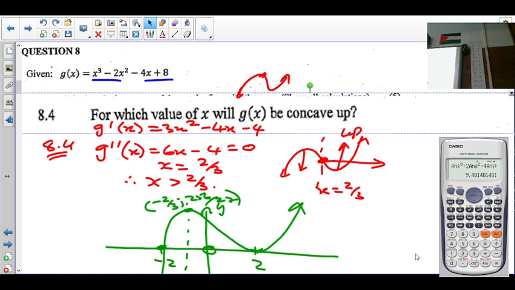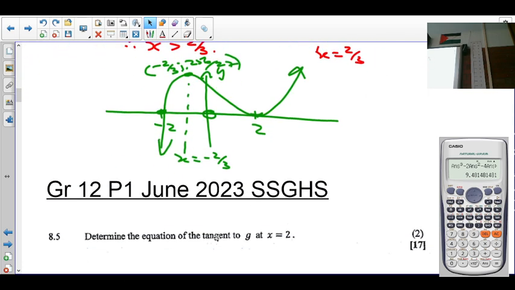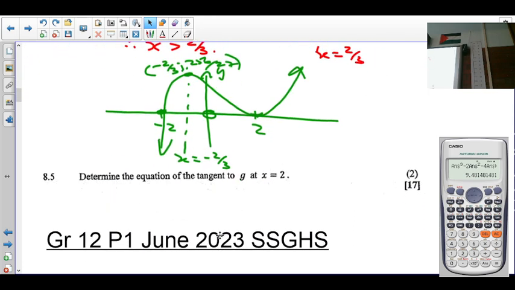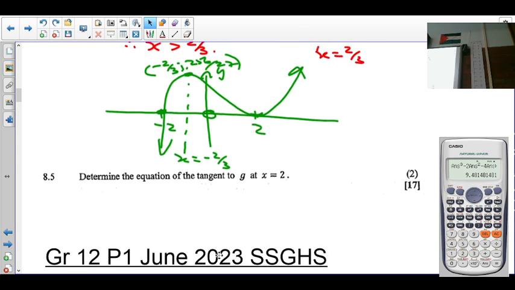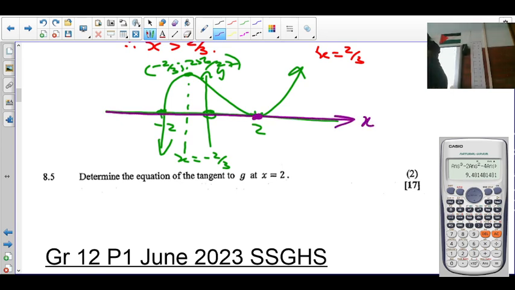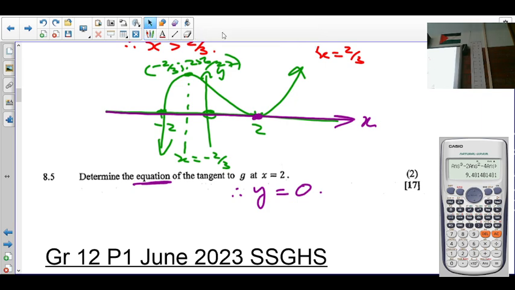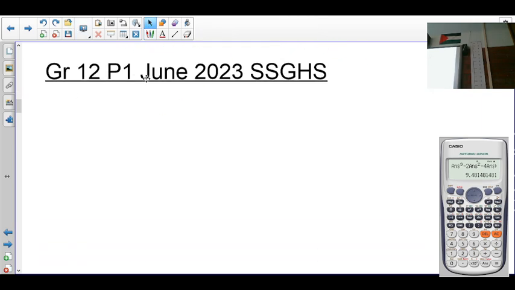Okay. Let's look at 8.5. Here we are told to determine the equation of the tangent to g at x equal to 2. So you now go on the graph to where x equal to 2 is, actually here. So the only way you can draw a tangent is going through that line there. So in other words, it's your x-axis. But what is the equation of the x-axis? Therefore y is equal to 0 will be the equation of the tangent at that point. Okay, let's carry on.